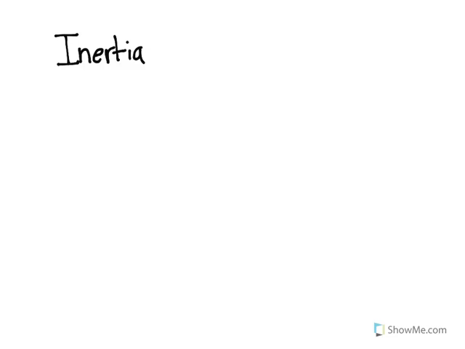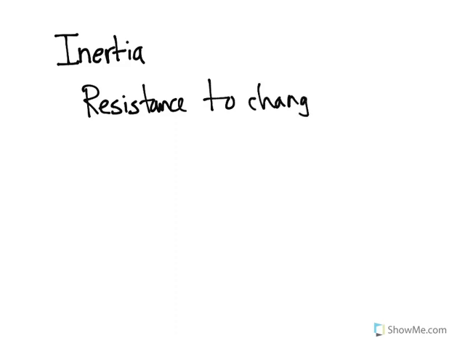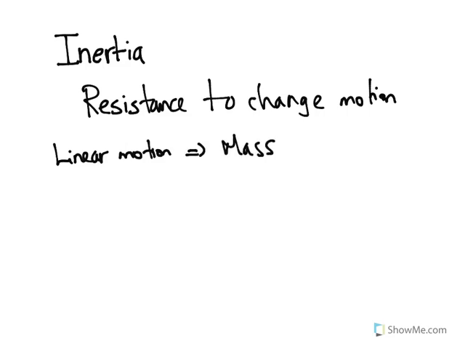We have talked about inertia previously, and inertia is the resistance of any given object to change motion. And this resistance, when we talk about linear motion, is given by mass. So we usually state that mass is the inertial property. The more the mass, the more difficult it is to change the motion of something.